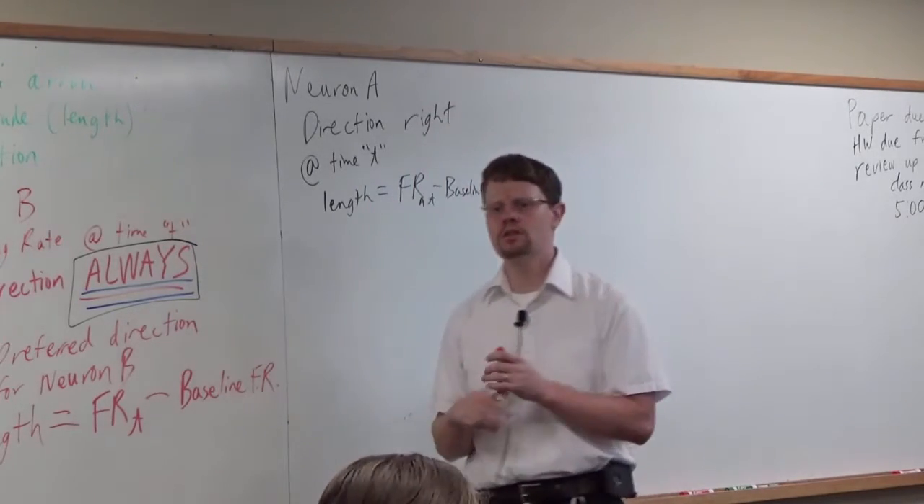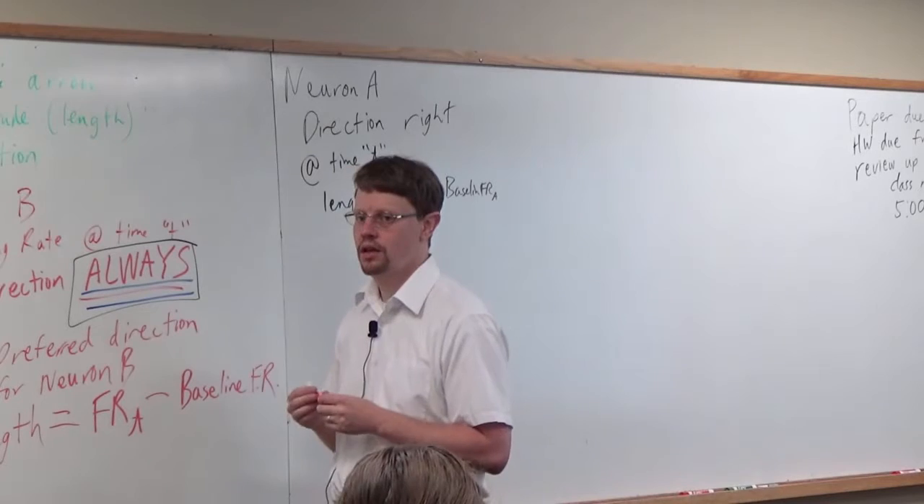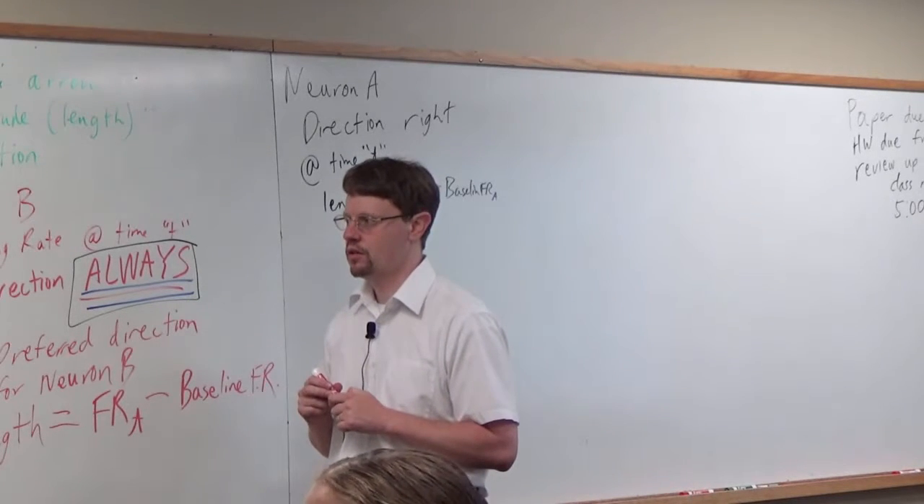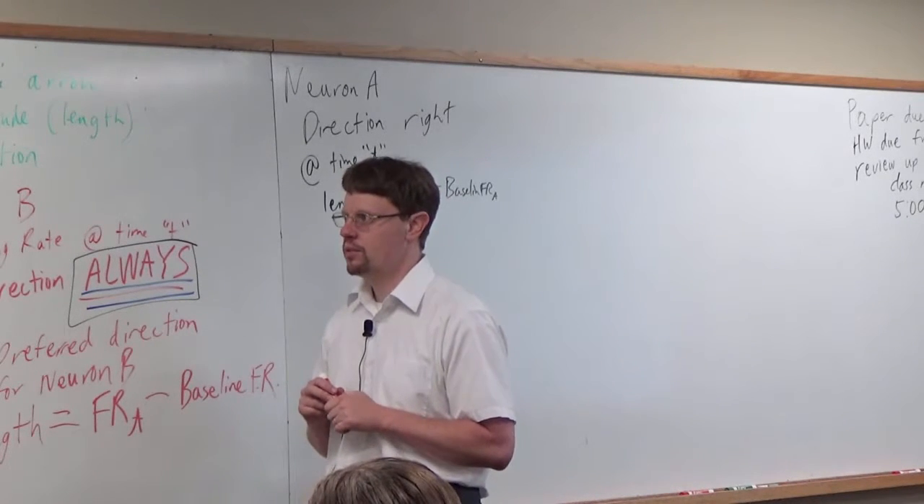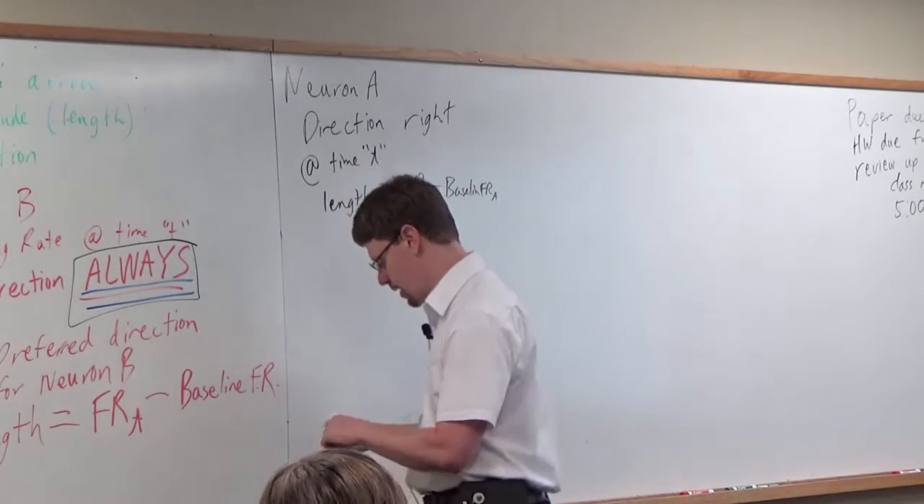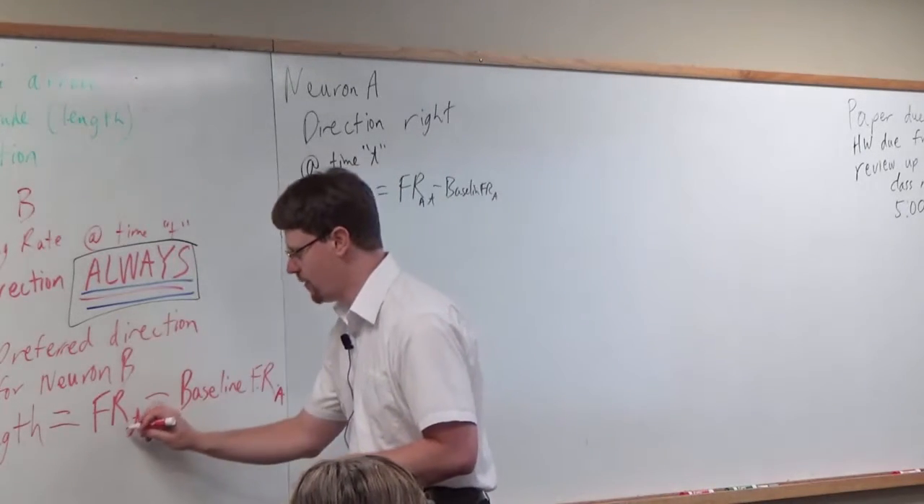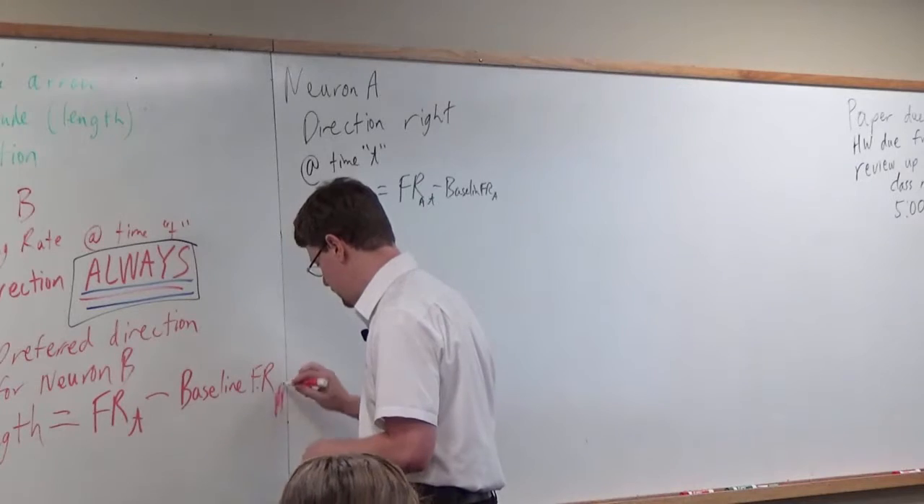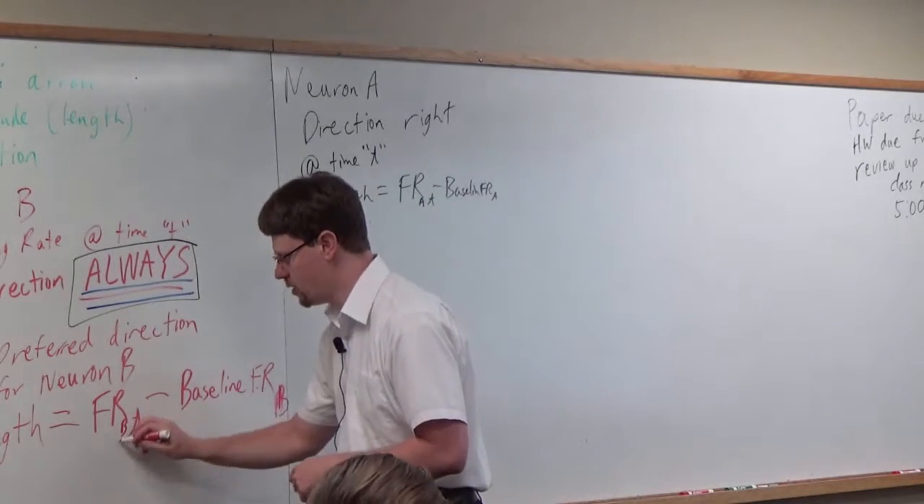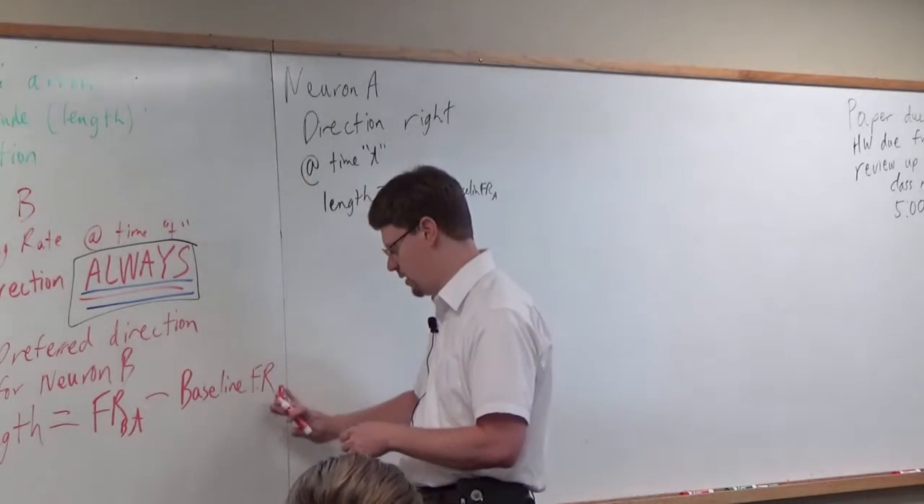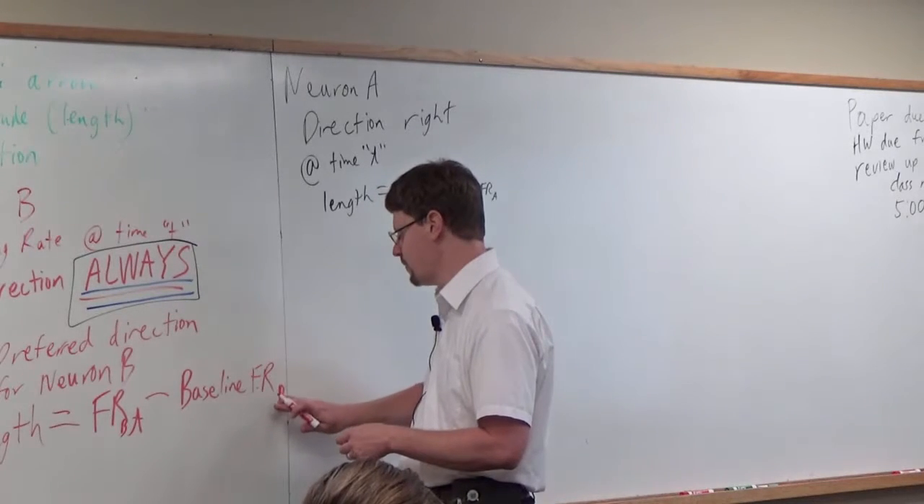Other questions about that? Yeah, sure. For the third direction, is that the baseline firing rate of A or B? Yes, this is the baseline firing rate of A, and this is for neuron B. Okay, yeah. So each neuron has its own baseline firing rate.